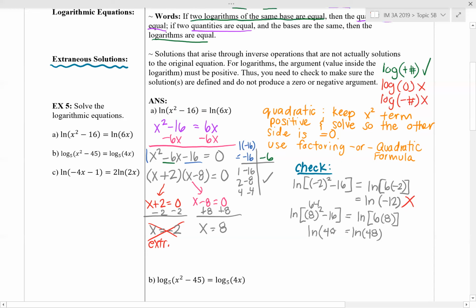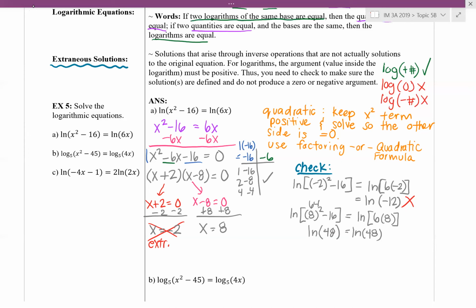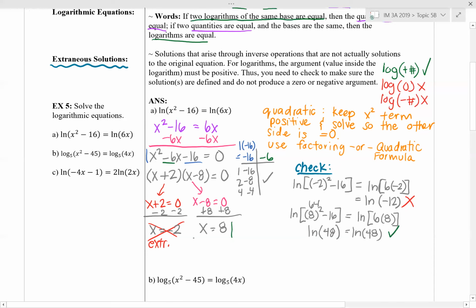Notice I didn't check the other side for the first one, because as soon as one side is negative, that means it's not going to work. So our only solution for this problem is that x is equal to 8. I do have to check both sides if I get a positive on the first side. If I get a negative on the first side, I'm good. It's not going to work on the other side either.